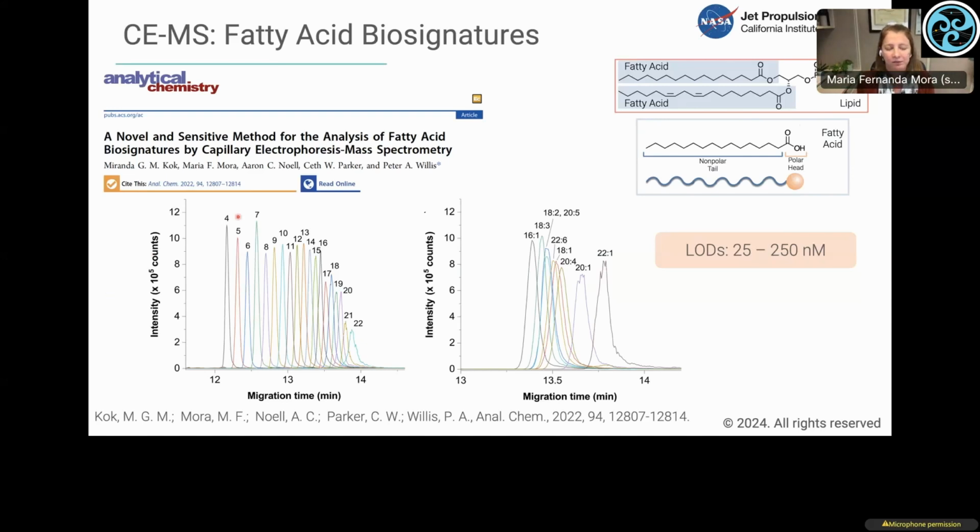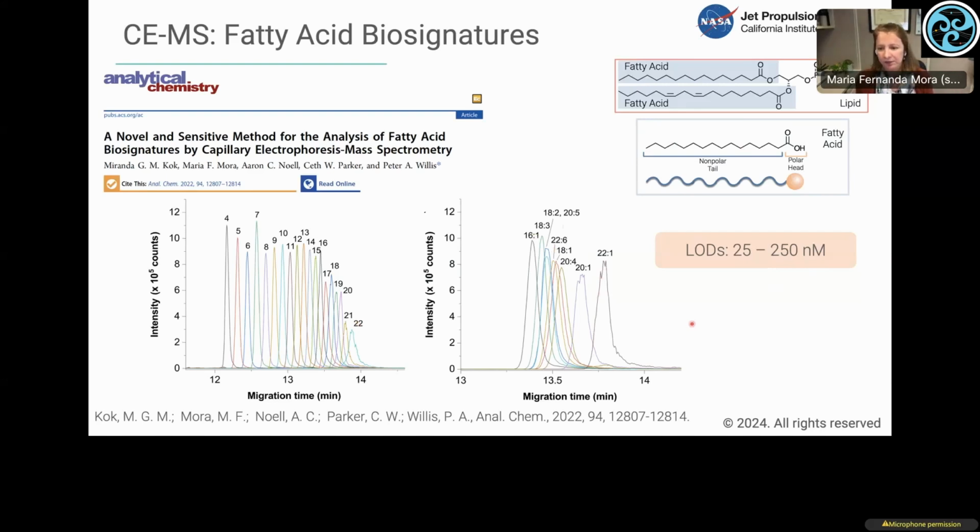So you can see here, we go from 4 carbons to 22. And then we also did some fatty acids with double bonds. And you can see here that they can also be separated. And the LODs are very good. They're not 1 nanomolar like LIF, but they're still low nanomolar level. So this is very impressive for CE-MS.